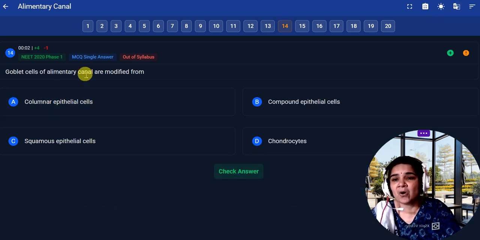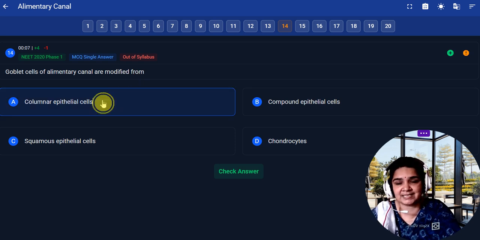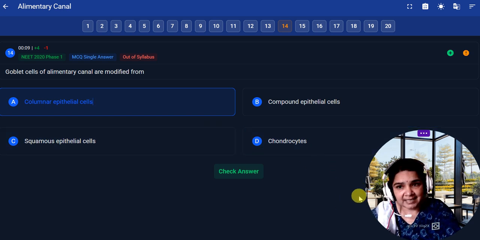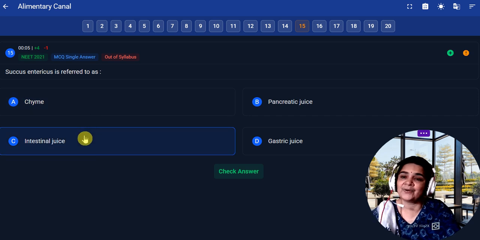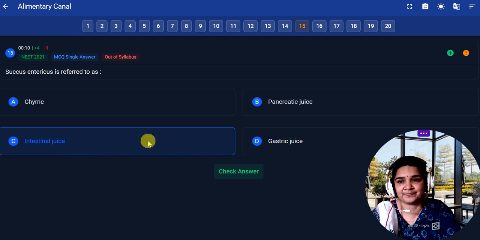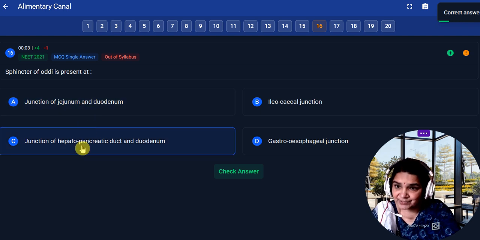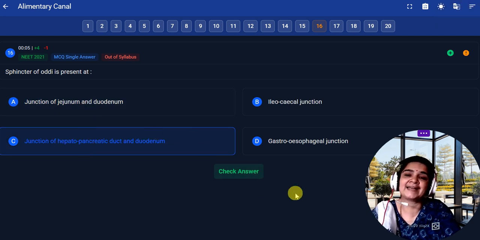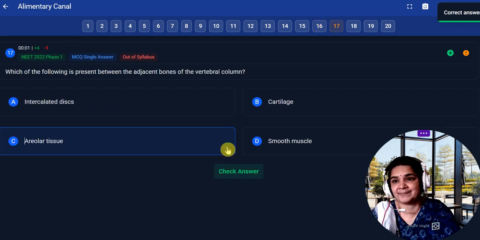Goblet cells of the alimentary canal are modified from columnar epithelial cells. So columnar epithelial cells are modified into the goblet cells of the alimentary canal. Succus entericus. We know the other name of intestinal juice is succus entericus. Next. Sphincter of Oddi. It is the opening of the hepatopancreatic duct into the duodenum. Okay. So we have to remember that.